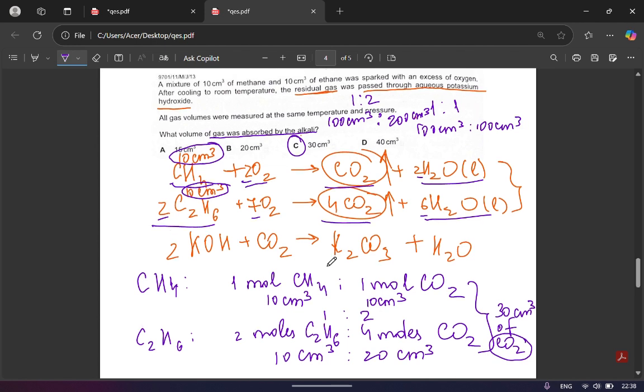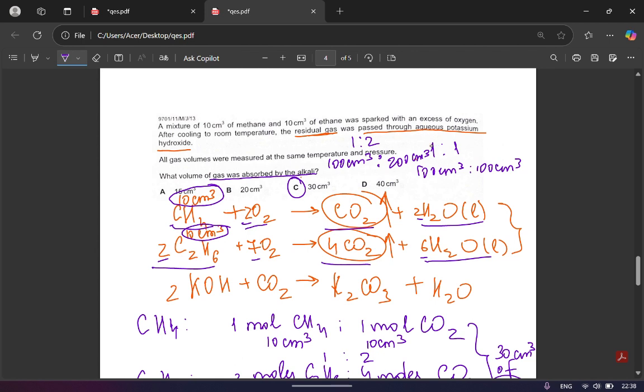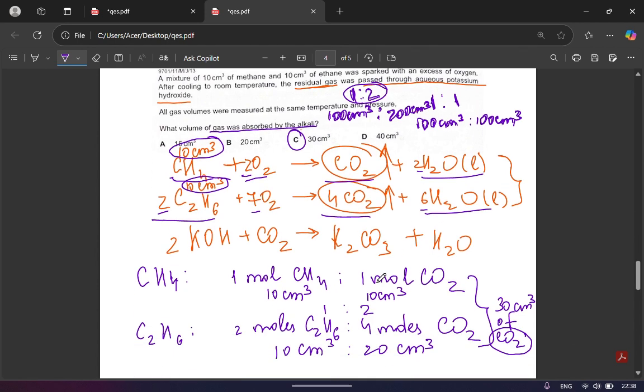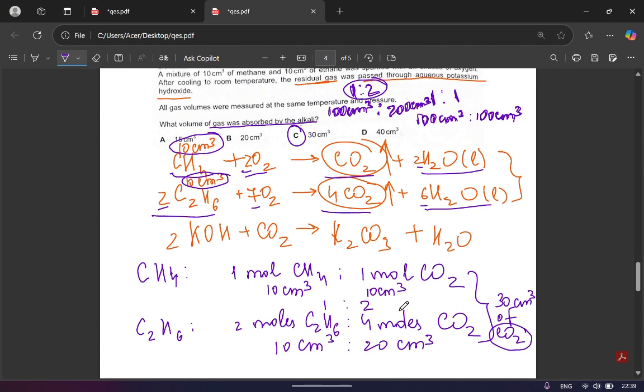So what I mean by that is, if you have a molar ratio of 1 to 1, and you have 100 centimeter cube of gas reacting, you're going to have 100 centimeter cube of gas producing, because your molar ratio is 1 to 1. Or if you have a molar ratio of 1 to 2 of two gases and you have 100 centimeter cube of gas reacting, you'll have 200 centimeter cube of gas producing, since your molar ratio is 1 to 2. So the same principle we apply and use here.